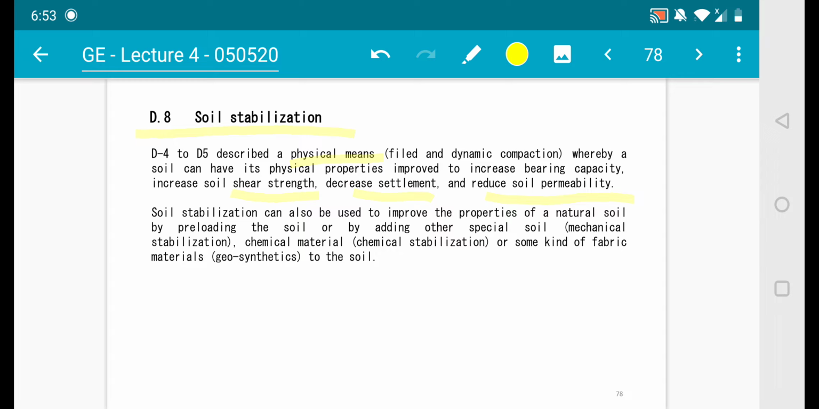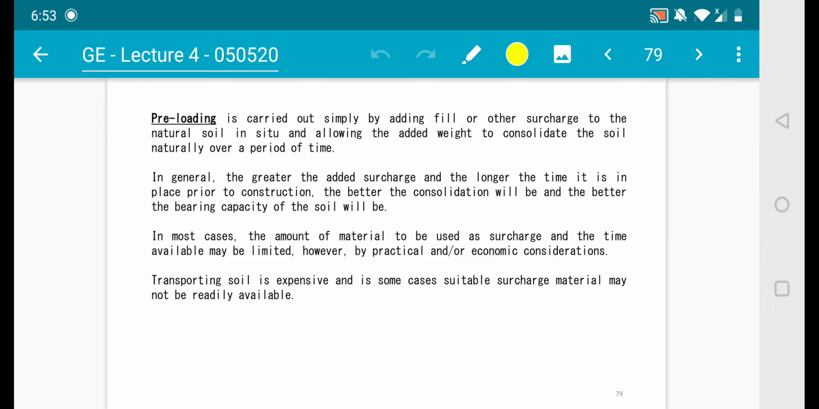Soil stabilization can also be used to improve the properties of a natural soil by preloading the soil or by adding other special soil. So you have preloading or adding chemical material or some fabric material to the soil. So there are many ways to stabilize the soil.